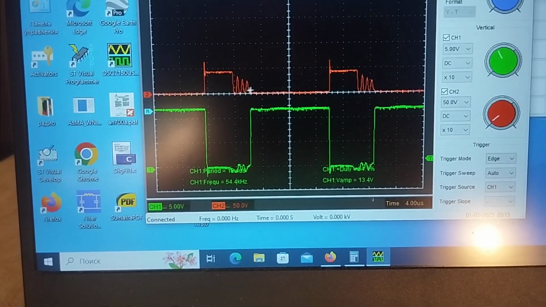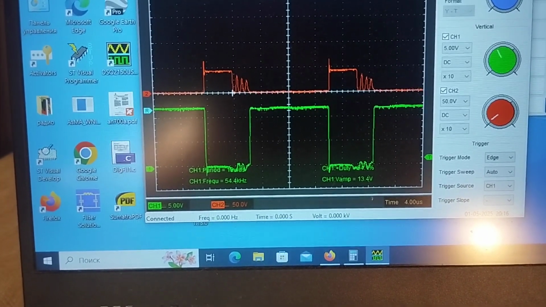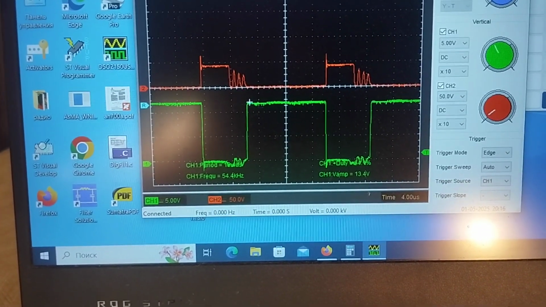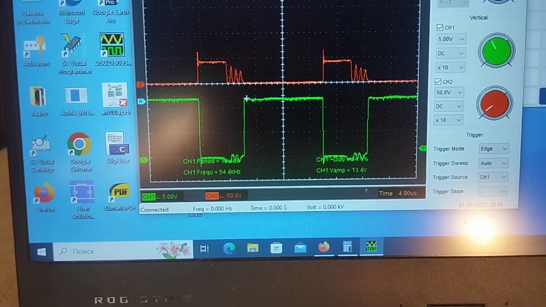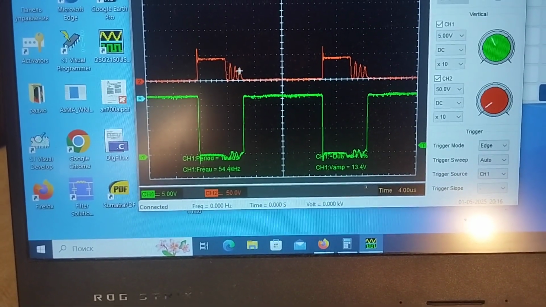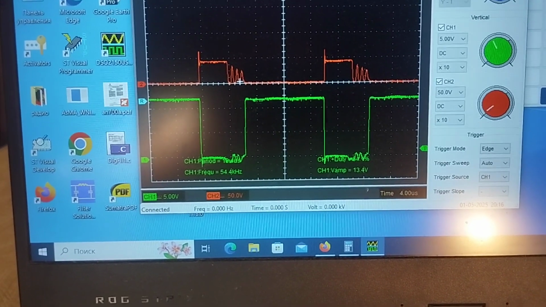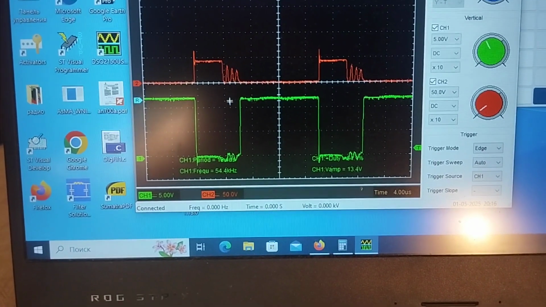Here we see free oscillation between the end of the pulse and the new pulse on the gate. In this period, no energy flows into or from the coil.